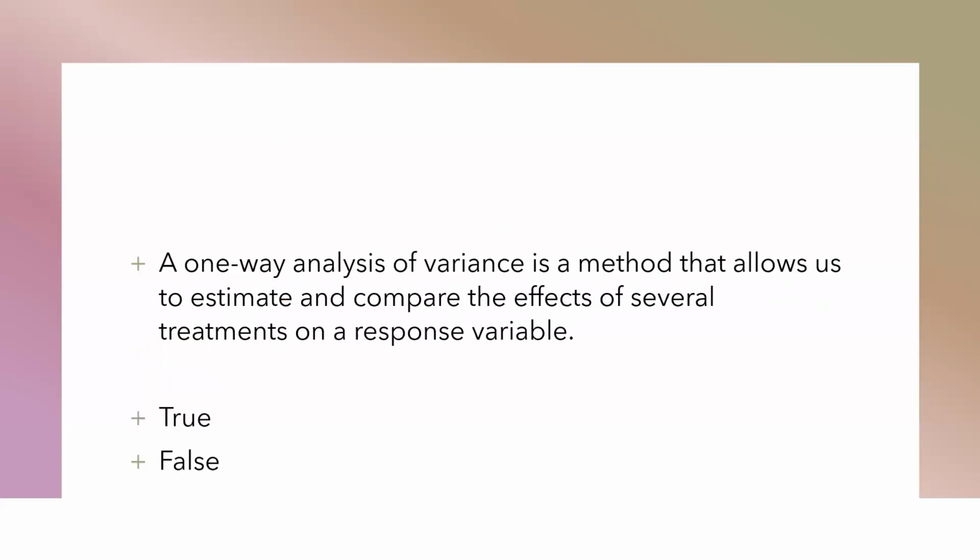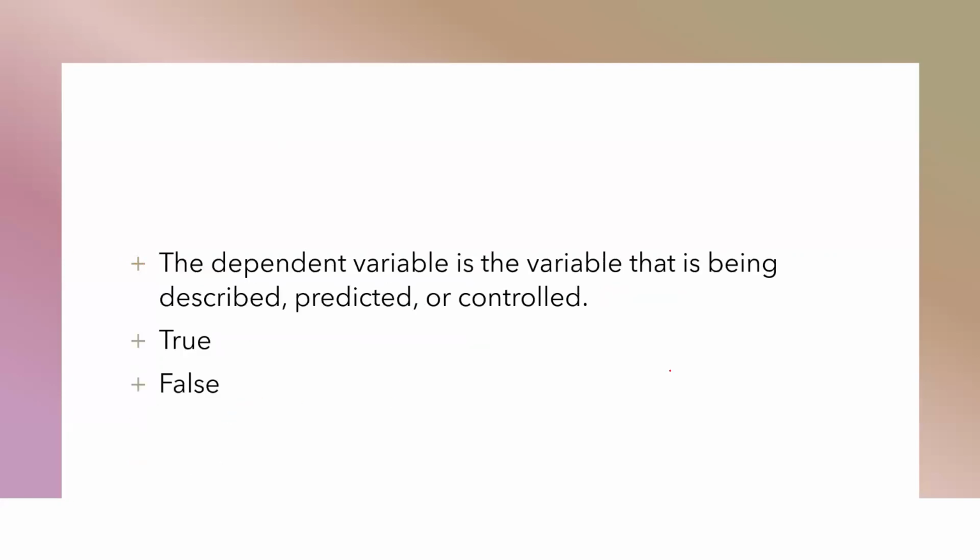A one-way analysis of variance is a method that allows us to estimate and compare the effect of several treatments on a response variable. So this is important: several treatments on the response variable. Remember that in ANOVA, we had more than 2 groups. We have 3, 4, 5 groups to take the ANOVA analysis. That was the main difference between ANOVA and the t-test. Therefore, this statement is the definition of ANOVA and it's true.